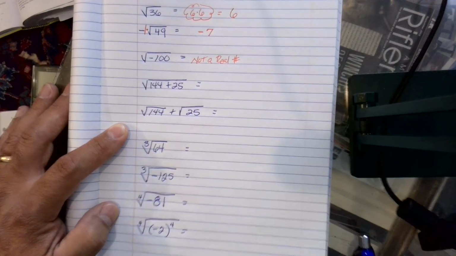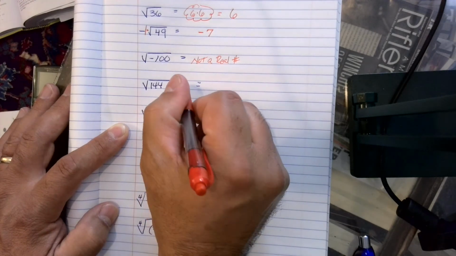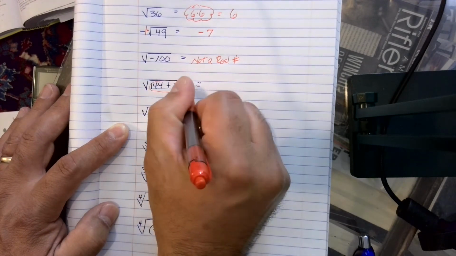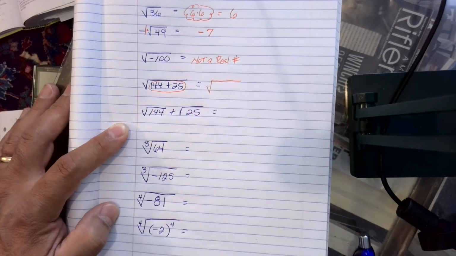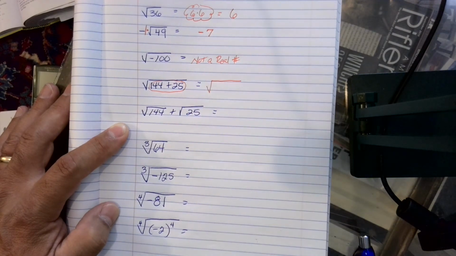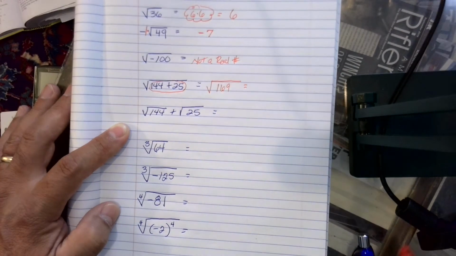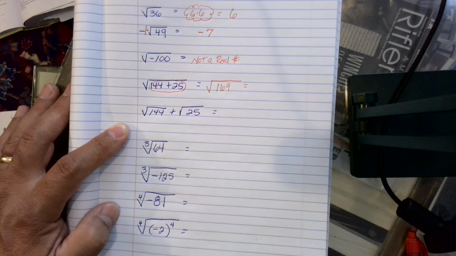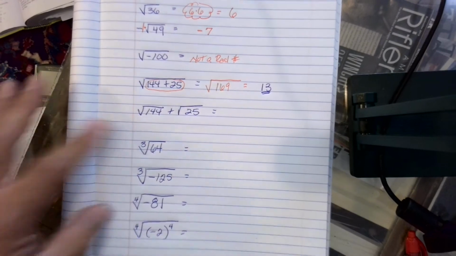It's imaginary. In this next example, we have the square root of 144 plus 25. So it's the square root of this entire value. So we could simplify that. Instead of writing 144 plus 25, we could write this as the square root of 169, which is a perfect square. What times what will give me 169? I believe 13 times 13 will give me 169.